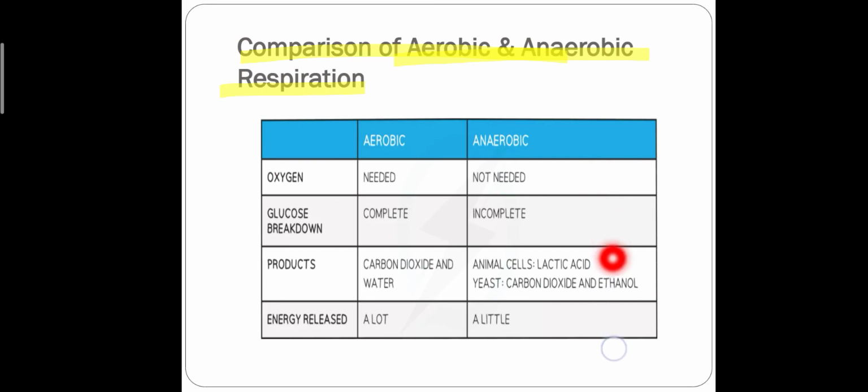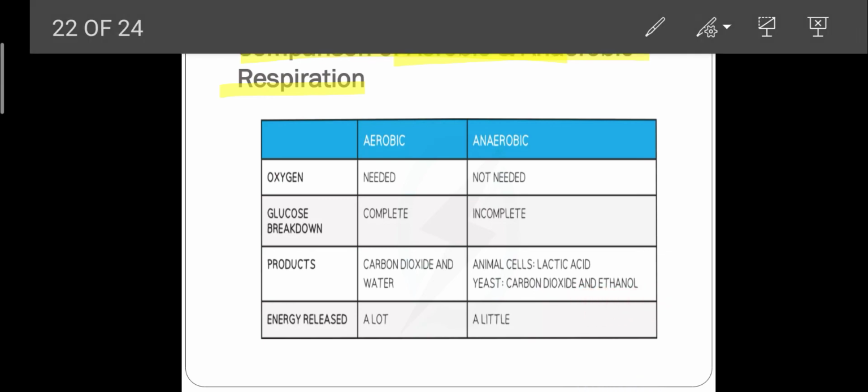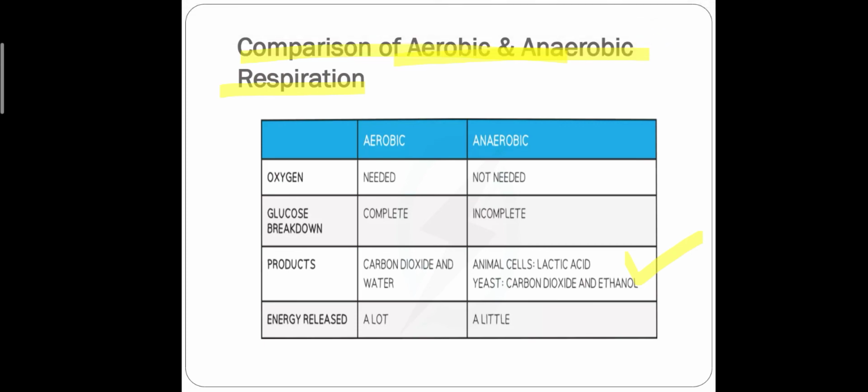In aerobic respiration, the products are carbon dioxide and water, while in anaerobic respiration, the products in animal cells are lactic acid, and the products in yeast are carbon dioxide and ethanol.